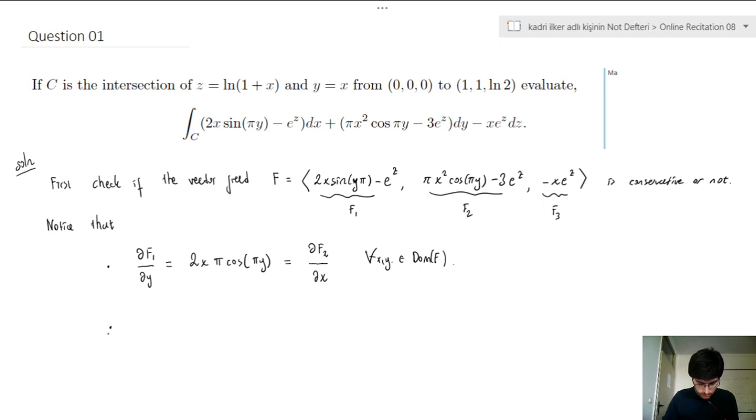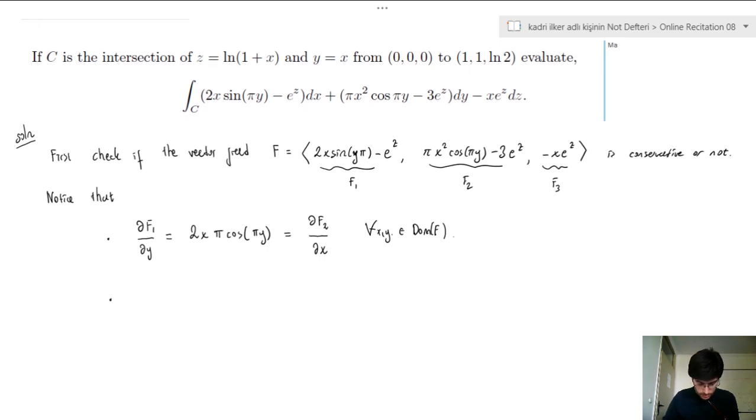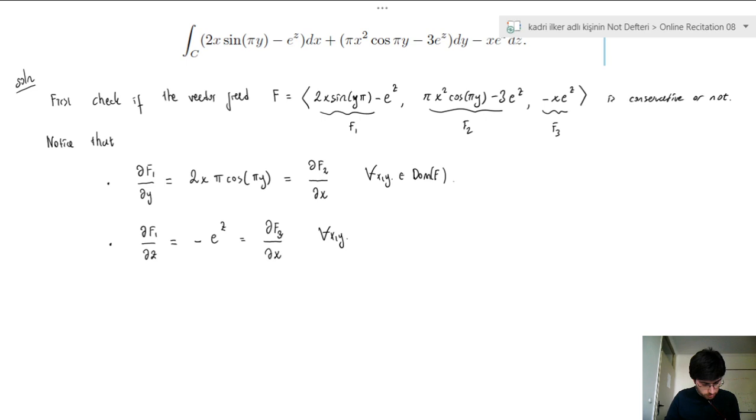Now the second observation. We are trying to check the necessary conditions. Remember, we did this last time, and we had so many examples. The other condition is, if you compute, this is just minus e to the z. And on the other hand, if you compute the partial derivative of f3 with respect to the first variable, you have exactly the same expression. So everything looks great so far.